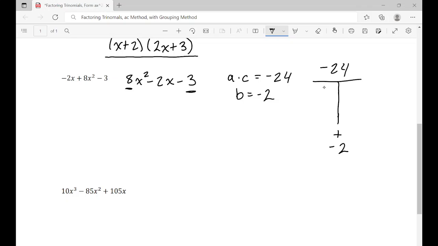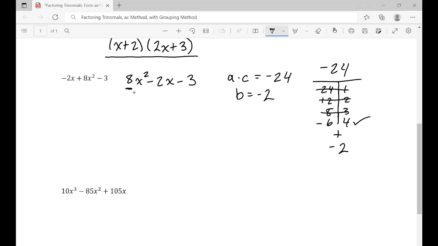So I got a few factors here, 24 and 1, 12 and 2, 8 and 3, and 6 and 4. So now I look through all of these and my eye immediately comes down to 6 and 4. But it's not quite right, so I can actually change 6 to a negative 6. So negative 6 and positive 4 will give me negative 24, and negative 6 and positive 4 when added together will give me negative 2. So the other factors are thrown away, and I have negative 6 and positive 4.